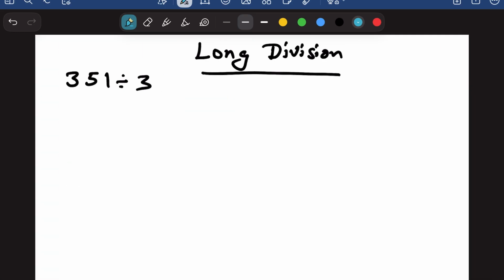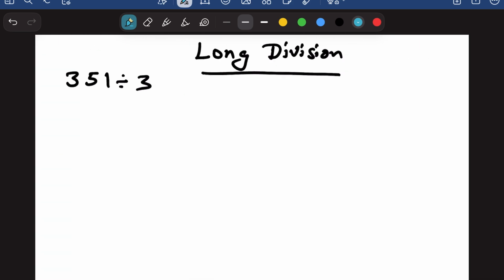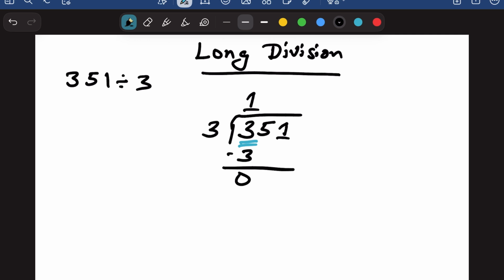Now let's learn about long division. So for long division, we use this formula, okay? And this is how we solve it. So for long division, we set it up with the dividend in the middle. So 351 in the middle. And then we draw a line like this. And then we write the divisor on the left. And then we ask ourselves, 3 goes in the first number, which is 3, how many times? 3 goes in 3 one time. So that means 3 times 1 is 3. And 3 minus 3 is 0.